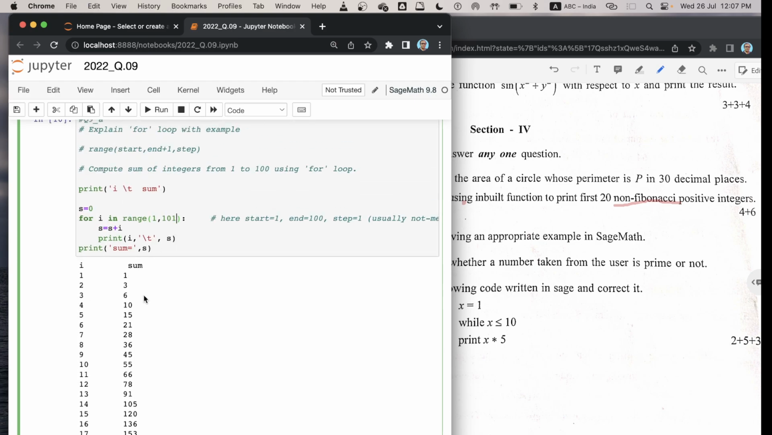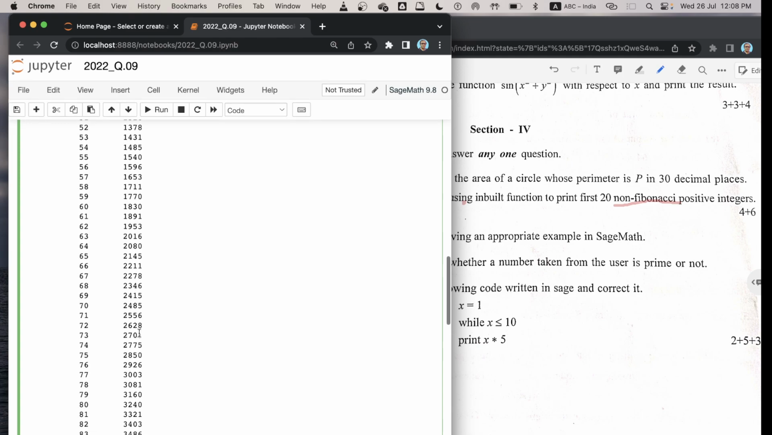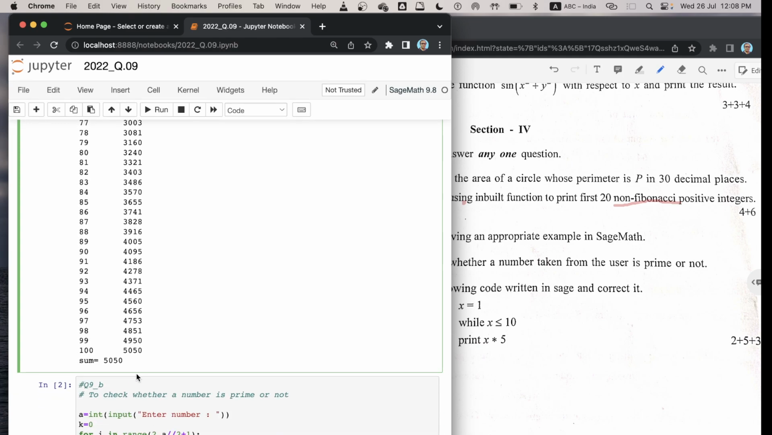So first integer 1, second 2 plus 1 is 3, 3 plus 3 is 6. So the sum up to 4 integers, 1, 2, 3, 4, equals 10. 1 plus 2 plus 3 plus 4 plus 5 gives 15, and so on. For 100 integers it gives the output: total sum from 1 to 100 is 5050.